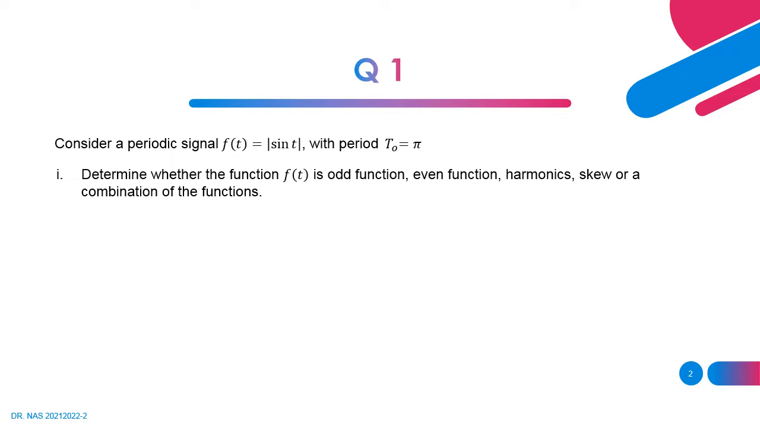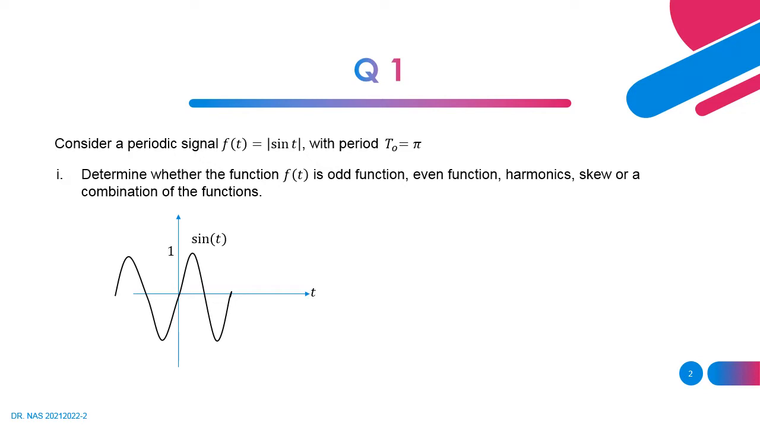So in this discussion, I would like to use sketching as part of the solution. Basically, you should know how the sinusoid signal looks like. So for sine t, it usually looks like this. But in this case we have the modulus. We have the modulus sine t.